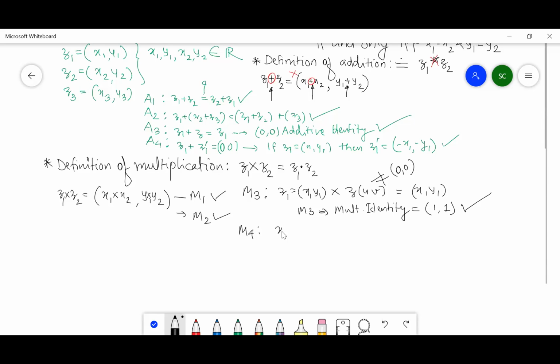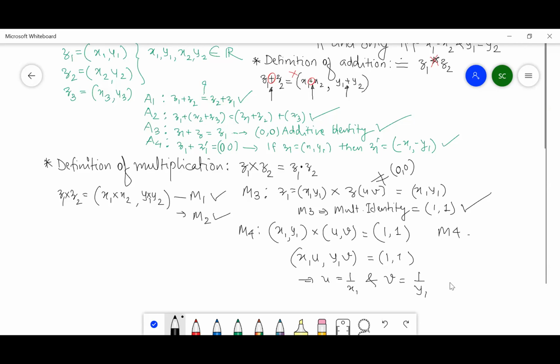M4 says X1 comma Y1, that is Z1, if multiplied by U comma V, a new complex number, which eventually we will call the multiplicative inverse, should produce, what should it produce? The multiplicative identity, 1 comma 1. Yes, that is our M4. Now let us check whether M4 works or not. If we define it like this, then X1U comma Y1V should be equal to 1 comma 1. That means U should be equal to 1 upon X1 and V should be equal to 1 upon Y1. Oh, fail.